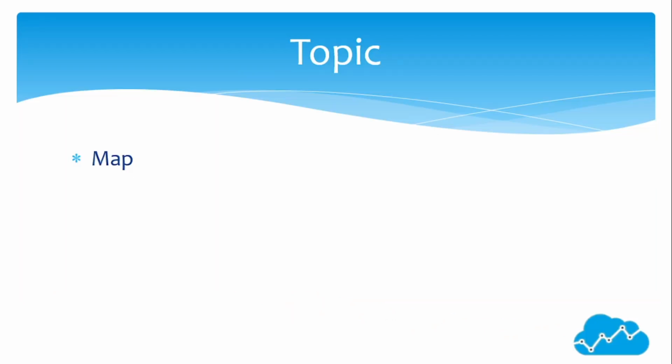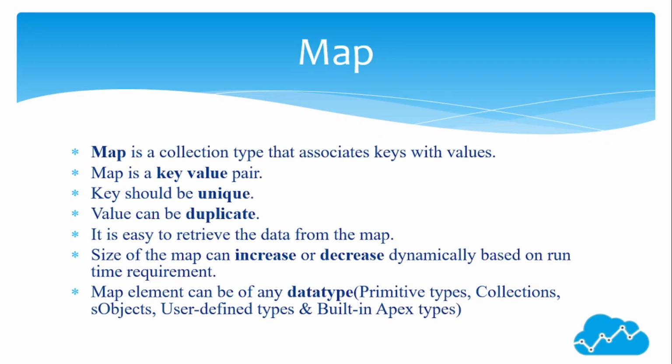The topic we are going to cover in this session is Map. Map is a collection type that associates keys with values. Map is a key-value pair. Key should be unique, value can be duplicate. It is easy to retrieve the data from the map.